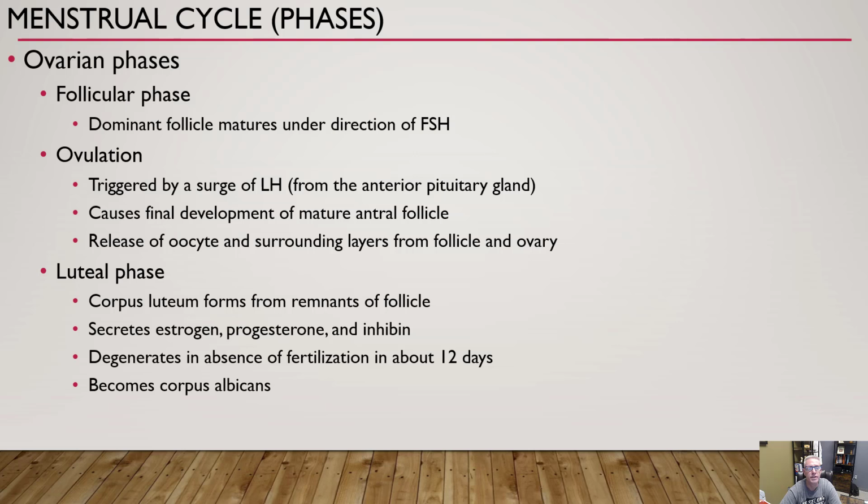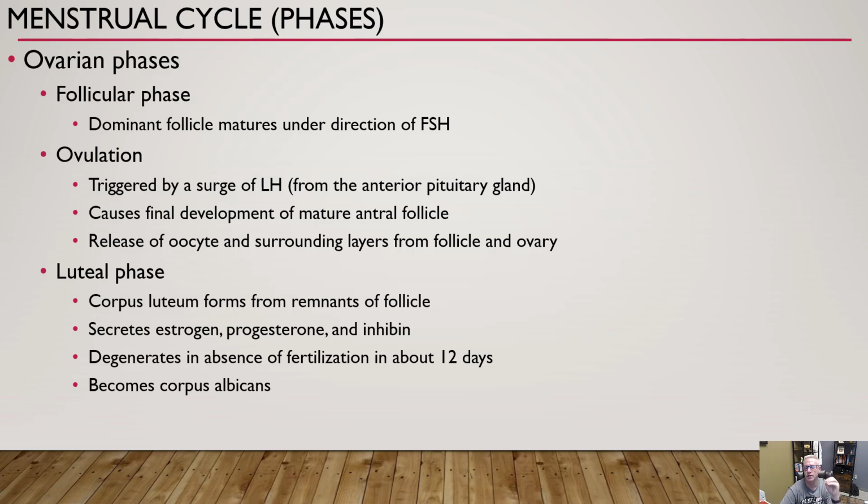All right, so there are different phases of the menstrual cycle. There are, I guess, two big phases: an ovarian phase and a uterine phase. In the ovarian phase, we can break it down into the follicular phase, ovulation, and the luteal phase. In the follicular phase, this is directed by FSH. Ovulation is triggered by LH.